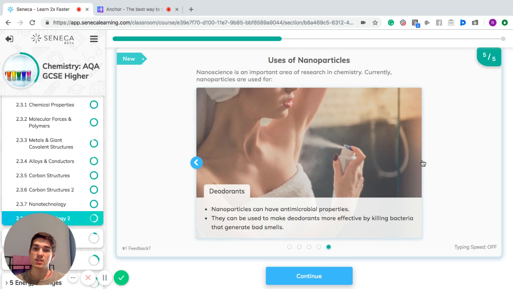It can also be used as a deodorant. Nanoparticles have an antimicrobial property, and they can be used in deodorants to make them more effective at killing the bacteria that generates bad smells under your armpits.